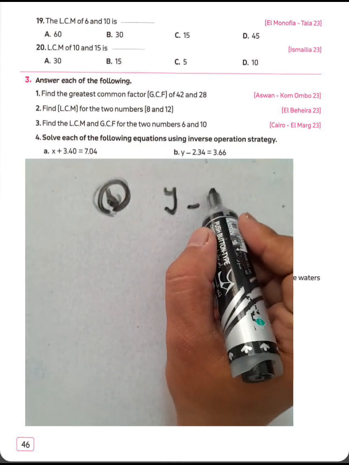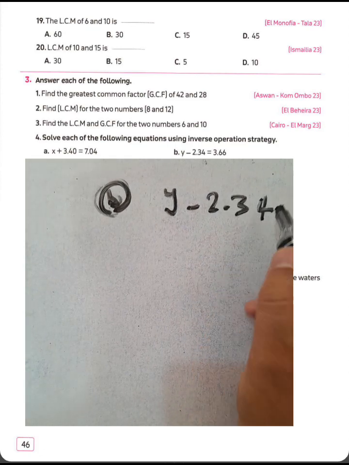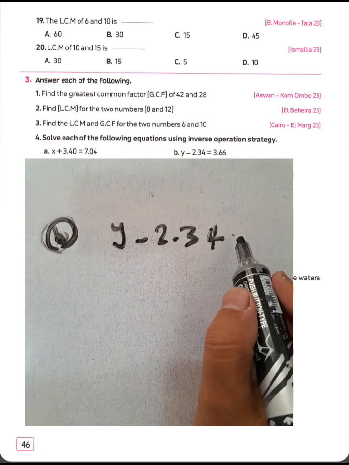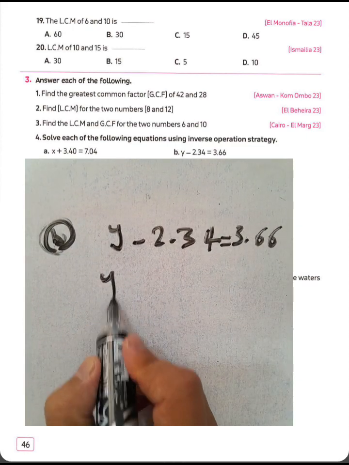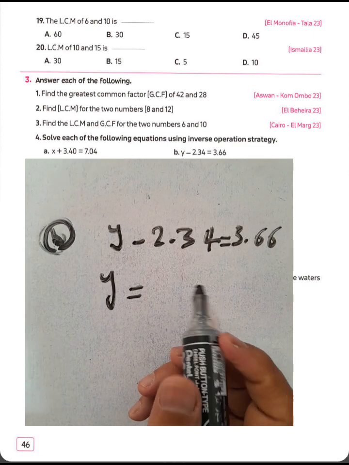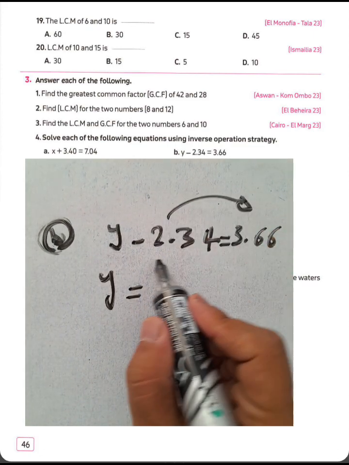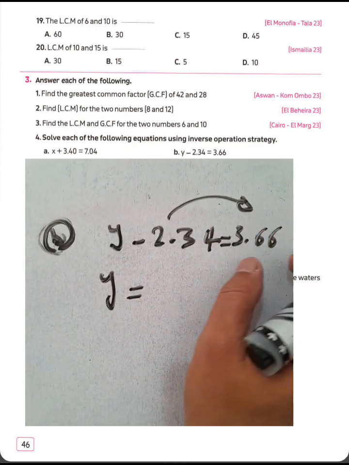y subtract 2.34 equal 3.66. We can find y by using the inverse operation strategy. Move this number here by the inverse sign. y minus space equals this number.